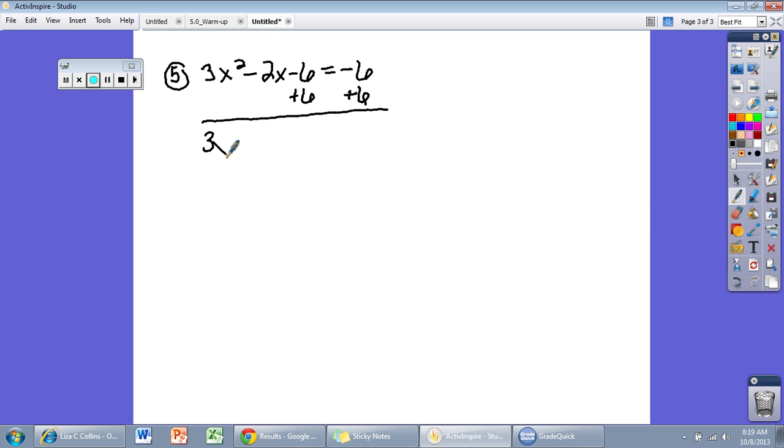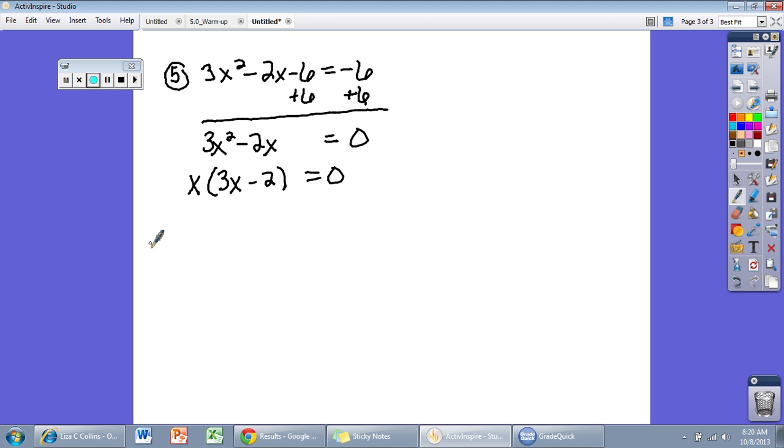So I get 3x squared minus 2x, negative 6 plus 6 gives me 0. I don't have to write that, is equal to 0. So that makes this one a little bit easier to factor because it's not a trinomial. It's not a difference of perfect cubes. It's not the difference of perfect squares. So the only thing I can do here is take out a GCF of x so that I'm left with 3x minus 2.